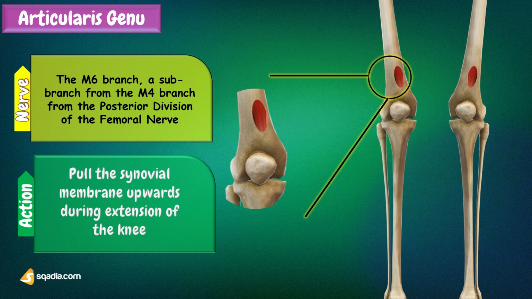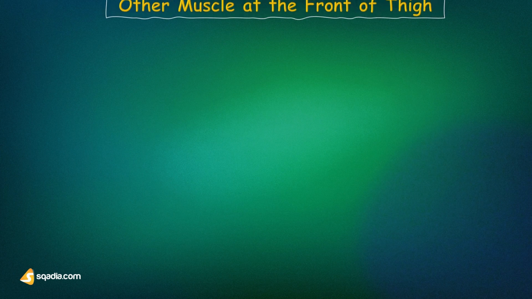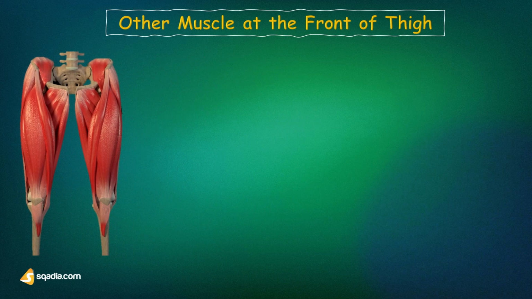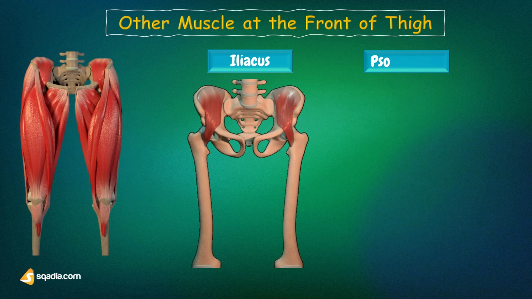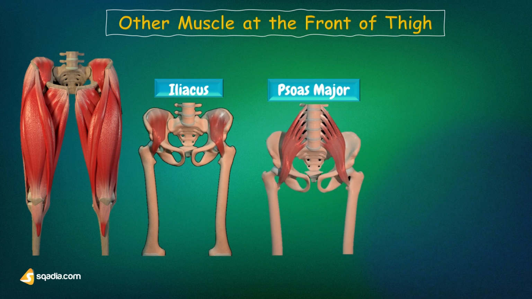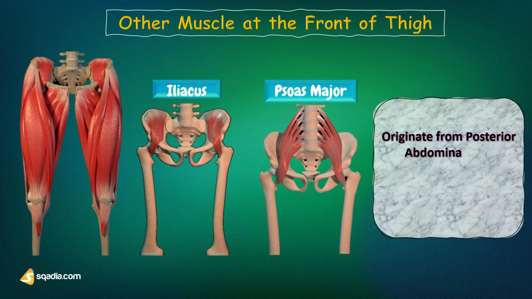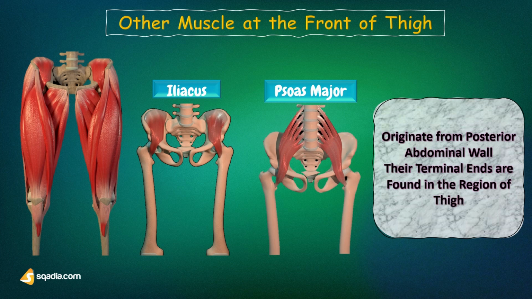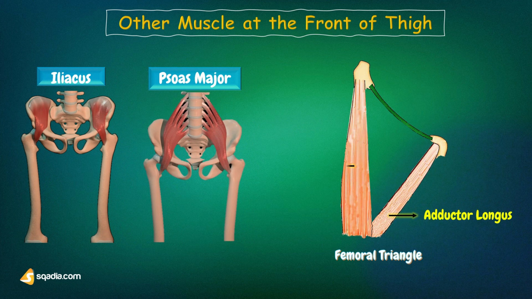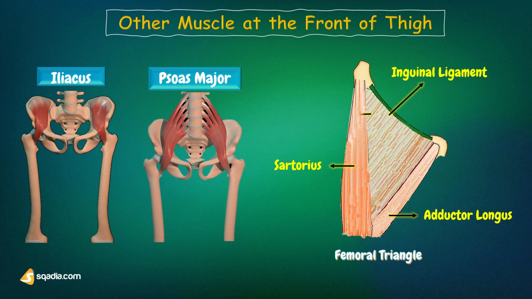Additionally, from their points of origin on the posterior abdominal wall, the psoas major and iliacus muscles' terminal ends enter the upper section of the anterior compartment. Even though these 2 muscles are not generally thought of as being a component of the anterior compartment of the thigh, we will nevertheless quickly discuss them because they are a part of the thigh. Iliacus and psoas major muscles form the lateral part of the floor of the femoral triangle, as we have discussed earlier. They are classified as muscles of the iliac region and also among the muscles of the posterior abdominal wall.